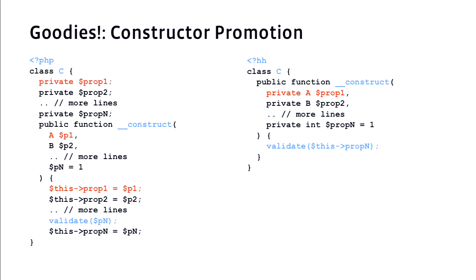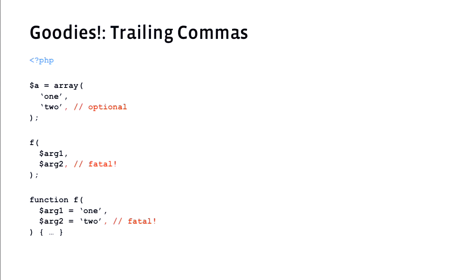And you can validate on it and provide whatever things that you want to provide. And there's another goodie, which is the critical and one necessary feature of Hack. If there's one thing for you guys to take away today, it's trailing commas.